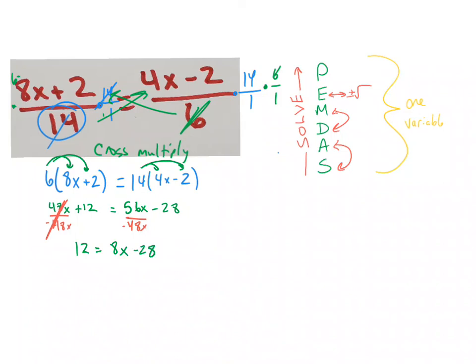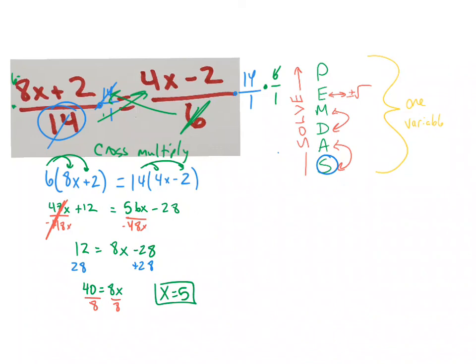Now I'm going to add 28 to both sides because, once again, I see subtraction, so I get rid of it by addition. So I add 28 to both sides. Then I end up with 28 and 12 is 40 equals 8x. How do I get rid of the 8? I divide by 8 on both sides. So x equals 5. Perfect. Good to go. All right.